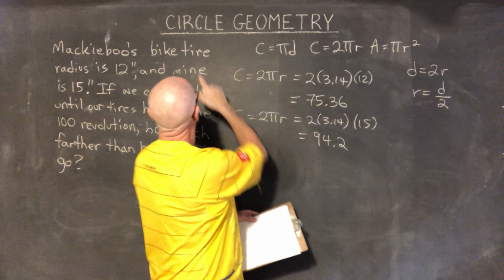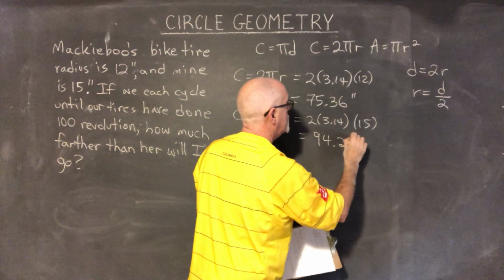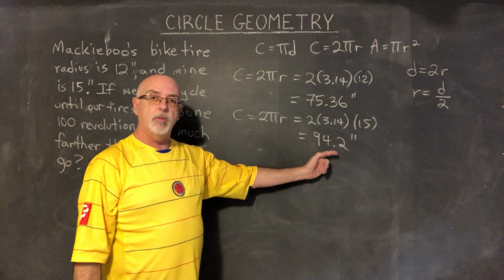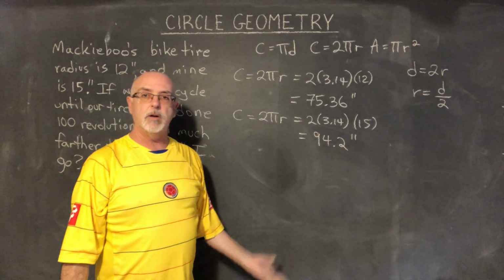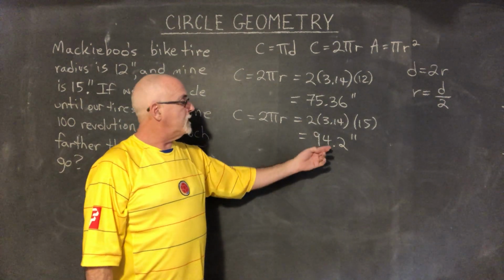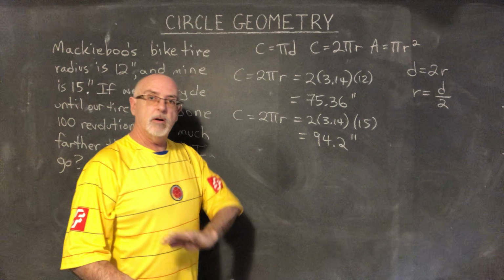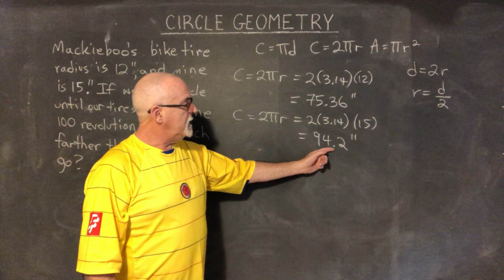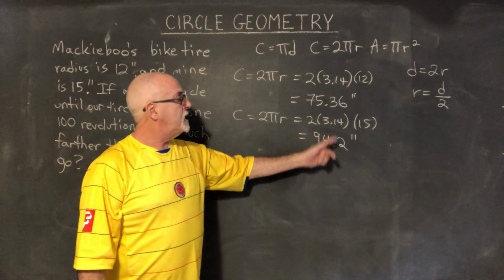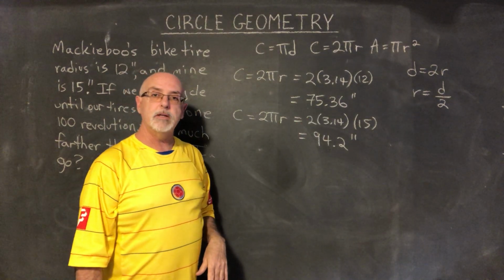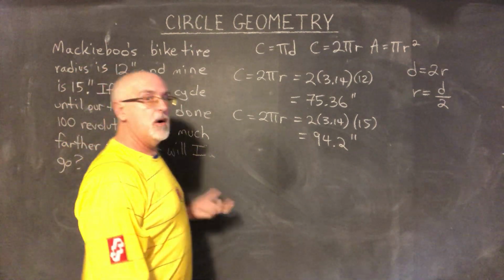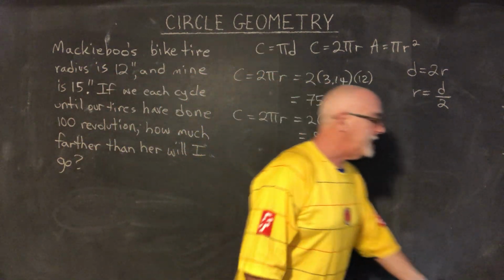And both of these are in inches. So I'll put my inches symbol. We can see the difference in what happens with my bike compared to hers, because I have a larger bike. I have a larger bicycle wheel. Whenever I make my wheel go around once, I cover 94.2 inches, and she only covers 75.36 inches, which is why, after we do 100 revolutions, I will have gone farther than her in distance.